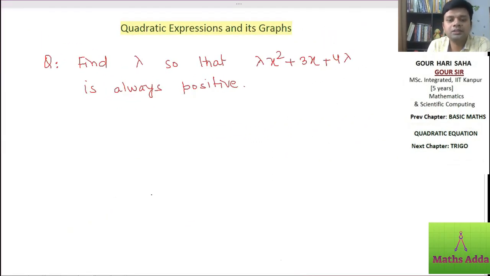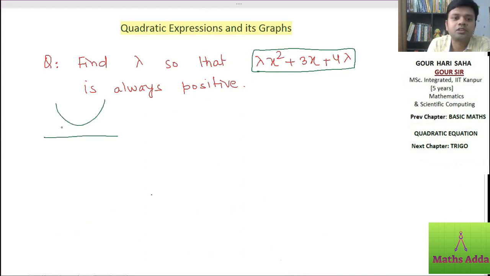So let's move to a question. How to solve this? Lambda x square plus 3 lambda plus 4 is always positive. A quadratic expression is always positive when this is the x-axis and this is the curve, right? It is always positive. If it is somewhere 0 and somewhere positive, this is not the case. We are looking for this one, right?